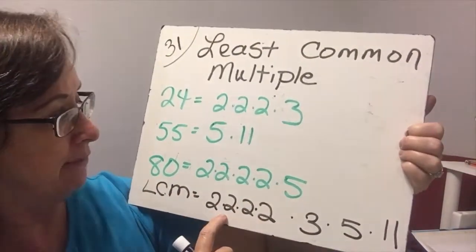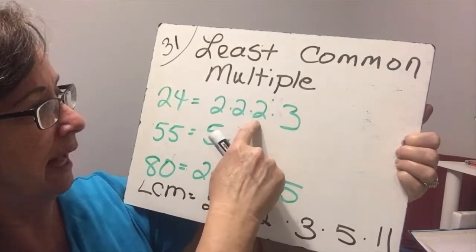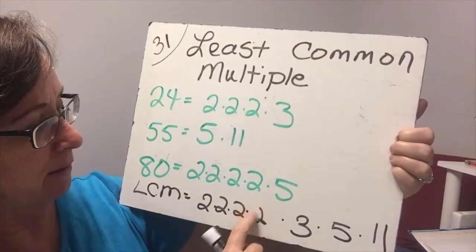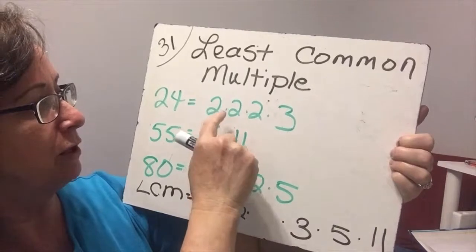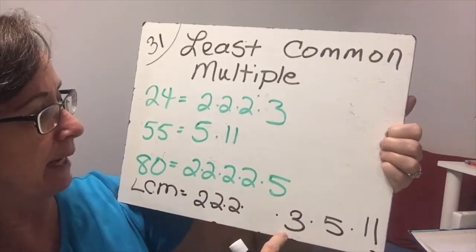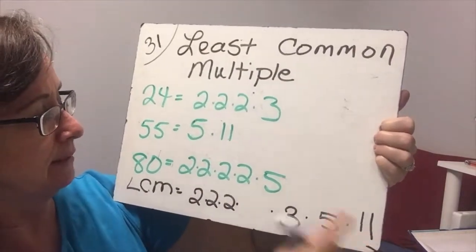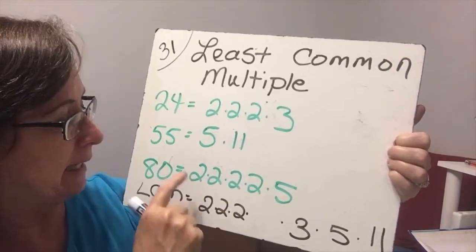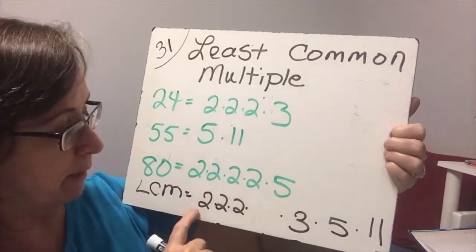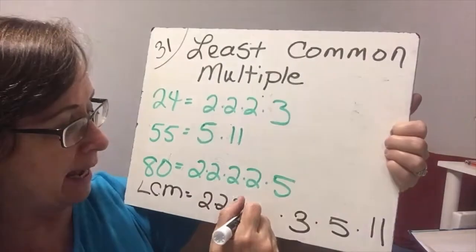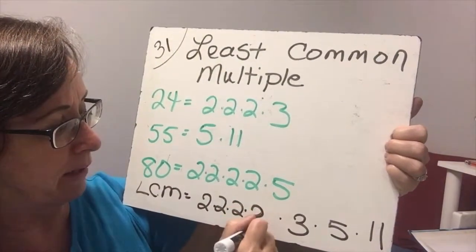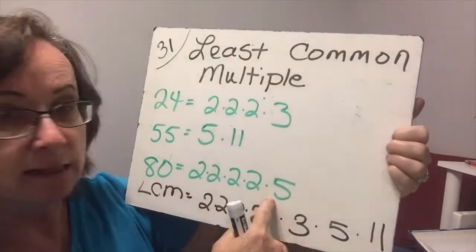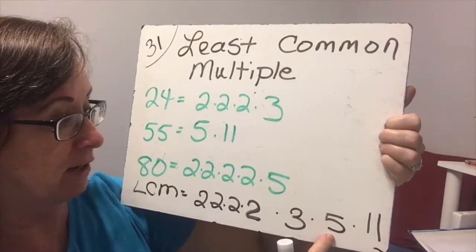But I already have, whoa. I should have only had 3 2s there. That was my mistake. So 2, 2, 2, and then the 3, the 5, and the 11. Okay, so now we're down to 80, and we have the 3 2s that we already have, but we have one more 2. So now we're going to add another 2 in there. And the 5 is already there to share.